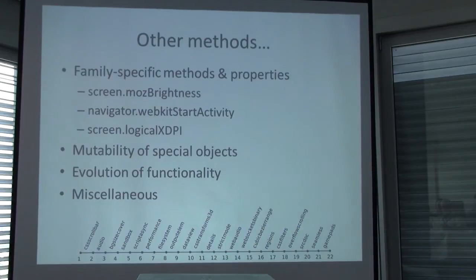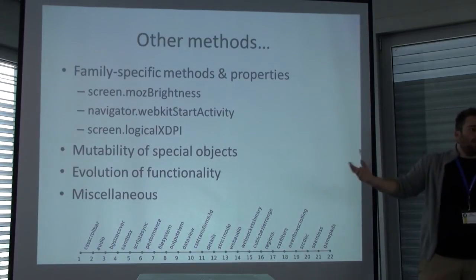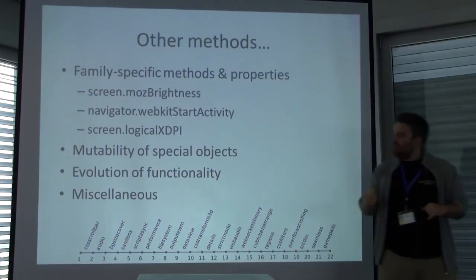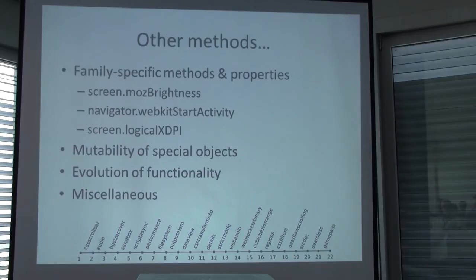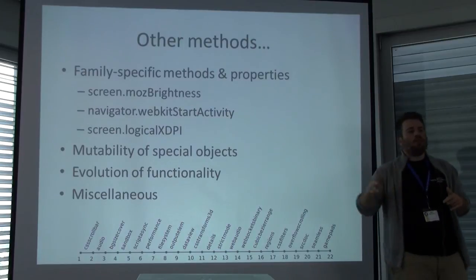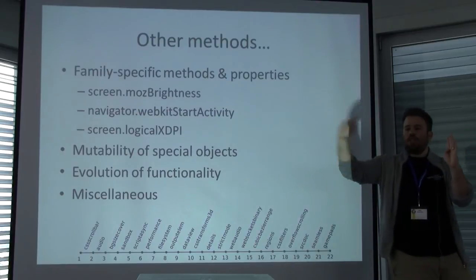Other things that we found is that every single browser, which you may know already, has family-specific methods and properties. For instance, Mozilla, at the time of our experiments, had a screen.mozBrightness, and no other browser had a screen.mozBrightness. Chrome had a WebKit start activity, and Internet Explorer had a logicalXDPI. So just by querying for these extra things, you can be sure not only of the family of the browser, but also of the version. Because if you know that, for instance, mozBrightness was introduced in Mozilla version, let's say 14, and it's there, then you know immediately that you're looking at version 14 to, let's say, 23 or 24.